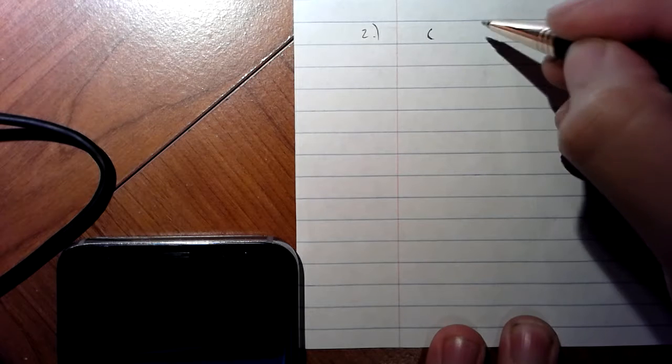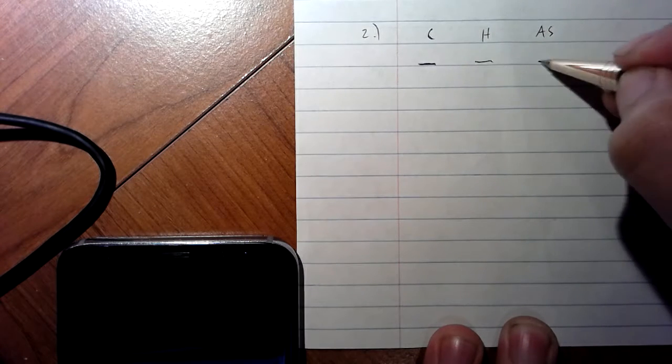So in this video we're going to go over finding empirical and molecular formulas, and we can go ahead and start with the second question. So the first thing that I'm going to do is write the symbols for the different elements that we have, and I'm going to write fractions for each one. The numerator of the fraction is going to be the percent that we're given in the problem.